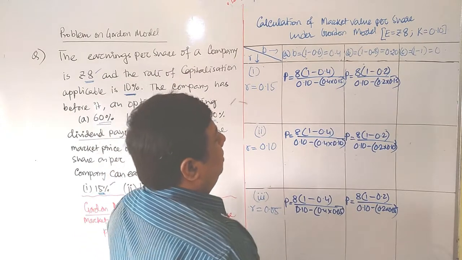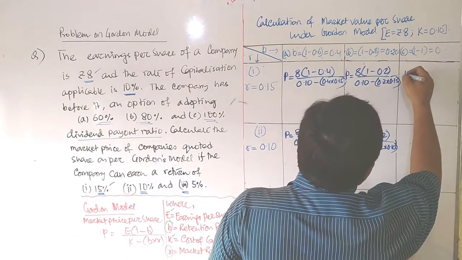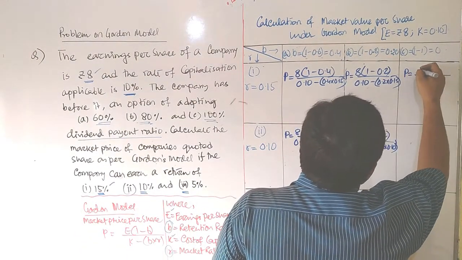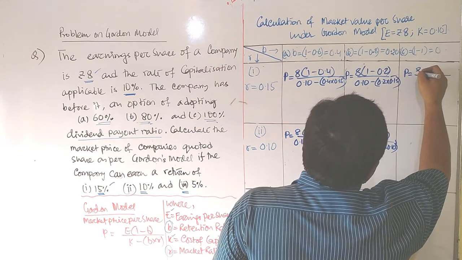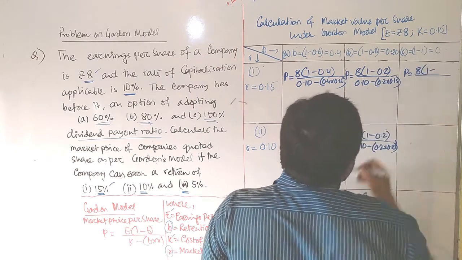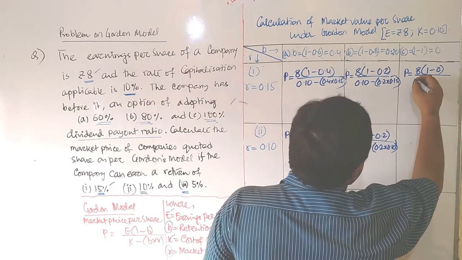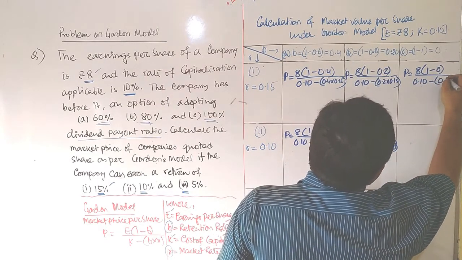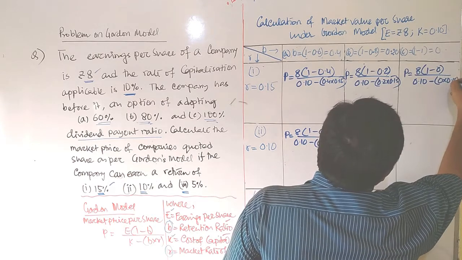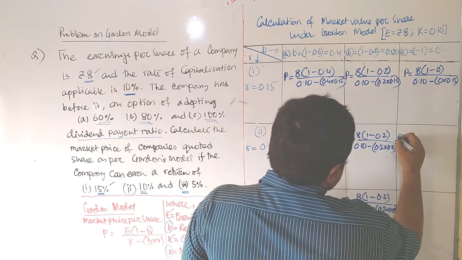Well, at first row and third column, P equals E, that is 8, times (1 minus B, which over here is 0) divided by cost of capital minus BR, 0 into 0.15. It will come nil actually.